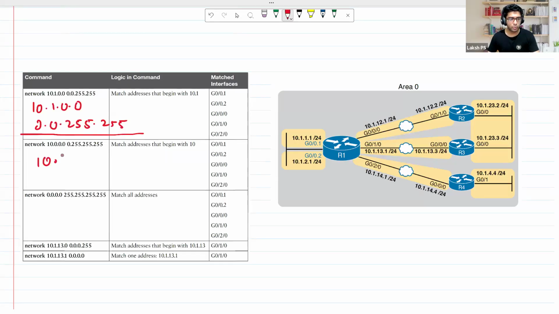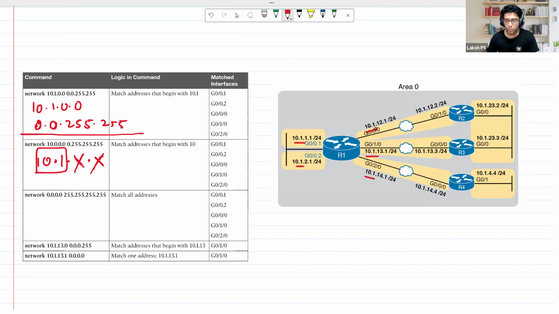Here, OSPF thinks: wherever there is zero in the wildcard mask, write down those octets and ignore the rest of the octets. Then find out all the interfaces which have an IP address starting with 10.1. On R1, we can see 10.1, 10.1, 10.1, 10.1, and 10.1.